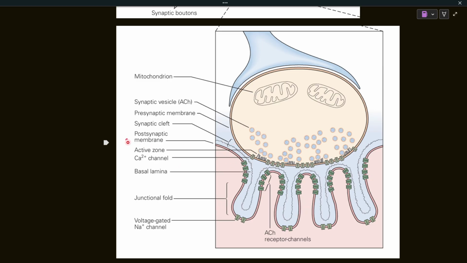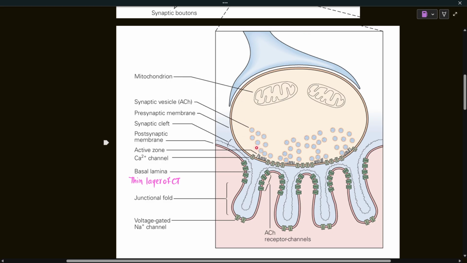So we learned about the postsynaptic membrane, the active zone, and the calcium ion channels, which are present in higher concentration on the active zone. These are the calcium ion channels, and those are the active zones. Then there's a thin layer in between the muscle fiber and the nerve terminal. Both are connected by a thin layer of connective tissue, and that is known as the basal lamina.